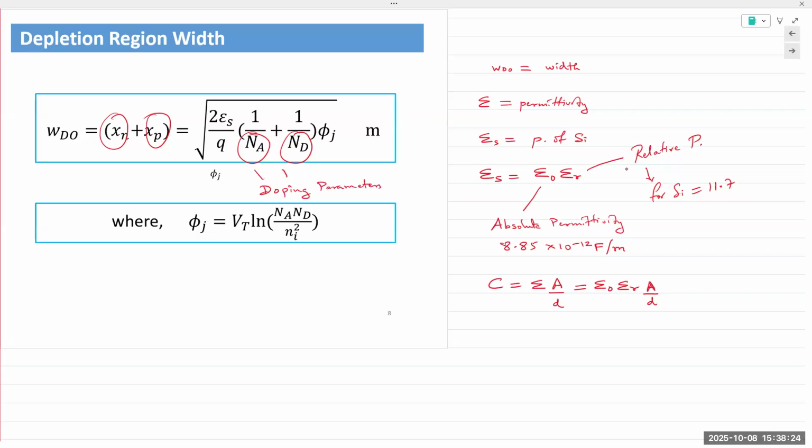Okay. And then we have phi j. Phi j is the built-in potential that develops across that junction. And that is given by Vt log of Na Nd over Ni squared. Ni is the intrinsic carrier concentration. For silicon, we typically take it as 10 raised to 10, unless otherwise stated in a problem. Right? Standard room temperature, so standard values for Ni.